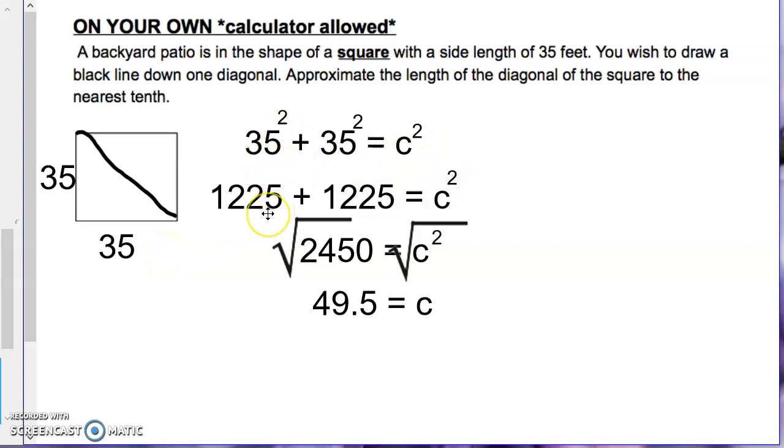Well, 35 squared is 1225. When I add those two numbers together, I get 2,450 equals c squared. Well, to undo c squared, I square root both sides. This is not a perfect square, so I approximate it to the nearest tenth to be 49.5. So this diagonal distance here would be approximately 49.5 feet.